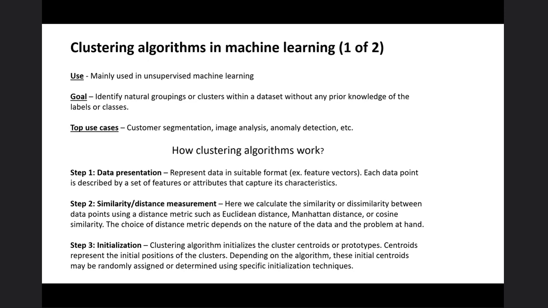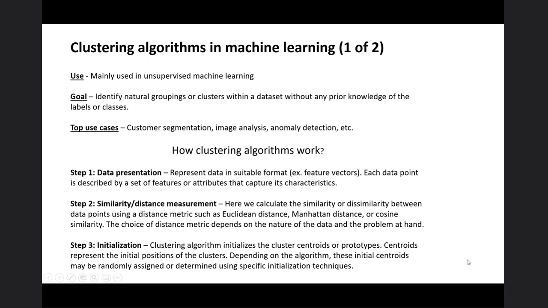Third step is to initialize, where initialization talks about the creation of clusters. Here we talk about the initial position of the cluster from where the cluster will start. Depending on the algorithm you're using, be it k-means or, let's say, OPTICS, or BIRCH, a lot of different algorithms are there. These initial centroids, as we call them, may be randomly assigned or determined using a specific initialization technique. So here you define where your cluster starts from. What is the initial position of the cluster?